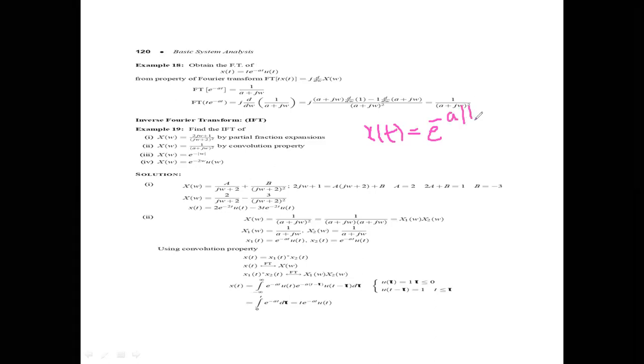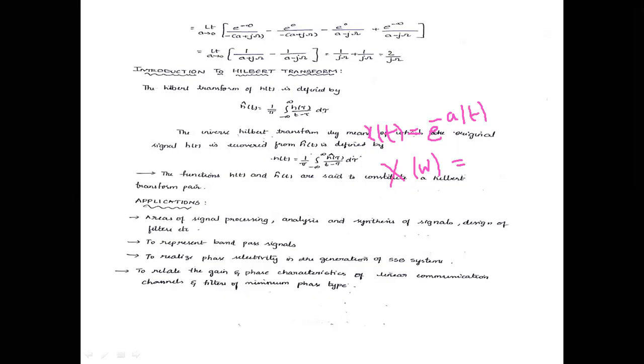So x of t is equal to e power minus a magnitude of t. What is the x of omega? We got x of omega is equal to e power minus a magnitude of t. What we got, students, is I will show that in the previous slides.